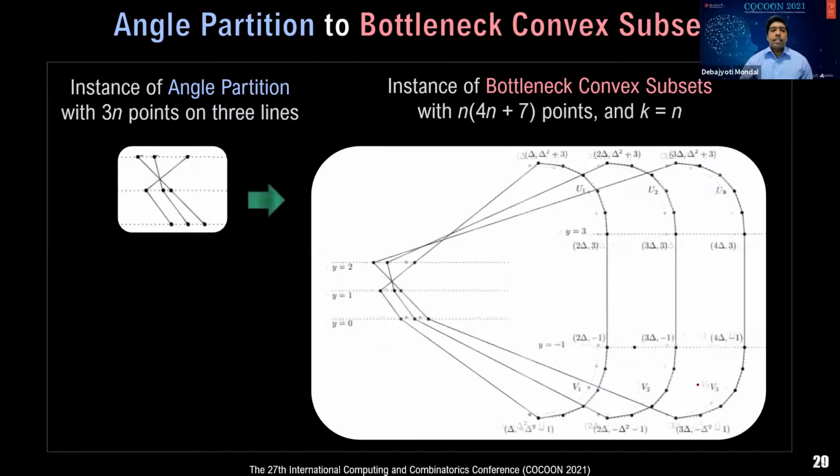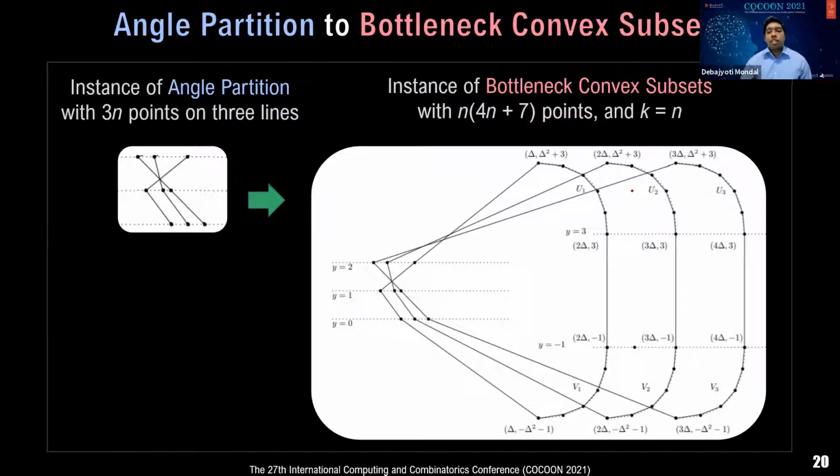Now, let's see. If there is an angle partition, we know that the satisfiable solutions are not right facing. So we can actually extend it to create convex subsets, and we can show that you can exactly partition into n convex subsets, each containing 4n plus 7 points.